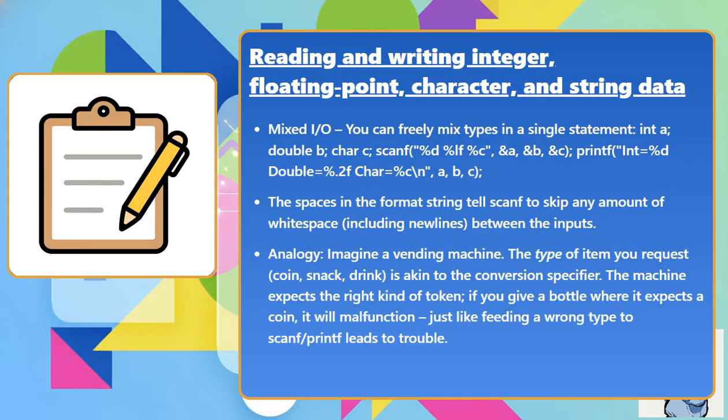Analogy: imagine a vending machine. The type of item you request, coin, snack, drink, is like the conversion specifier. The machine expects the right kind of token. If you give a bottle where it expects a coin, it will malfunction, just like feeding a wrong type to scanf or printf leads to trouble.